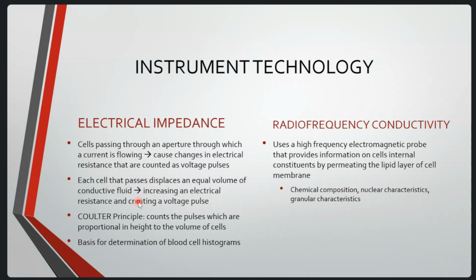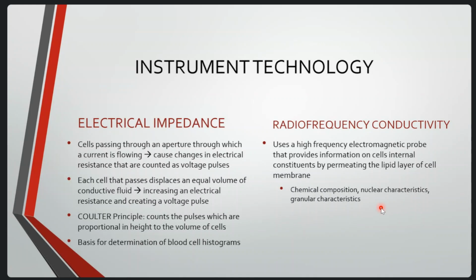This is where the Coulter principle comes from. The Coulter counts the pulses which are proportional in height to the volume of the cells, and this is the basis for the determination of the blood cell histogram. So in our machine, you can see the different histograms for every CBC result, and I hope you know how to interpret them.